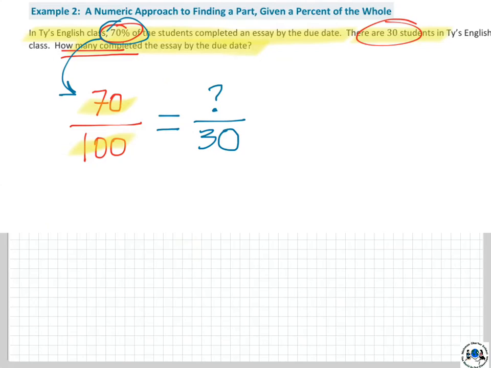Well, they're not 100, but there are 30. So we need to use this number as our whole. The part is what we are missing right now.